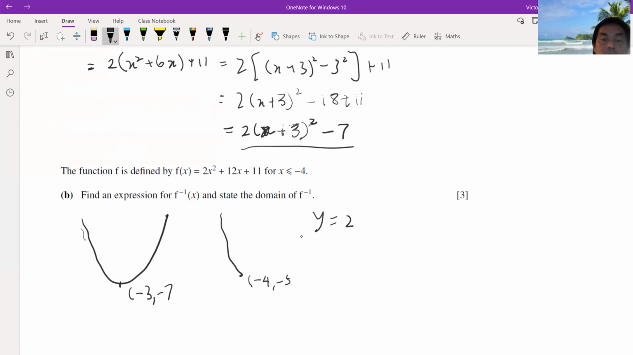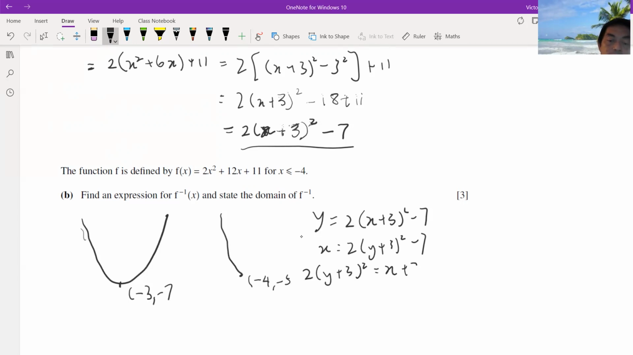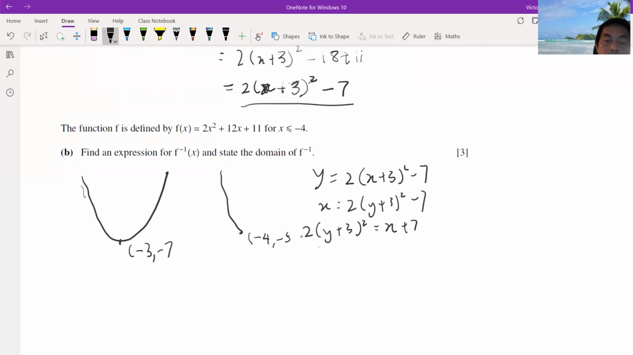So by doing an xy interchange, find the inverse function. x equals 2(y + 3) squared minus 7. 2(y + 3) squared equals x plus 7. (y + 3) equals the square root of (x + 7) over 2. Now this is the tricky part. So when you square root, you have a plus or minus. So usually you have it on the left side. You take the minus, not the plus.